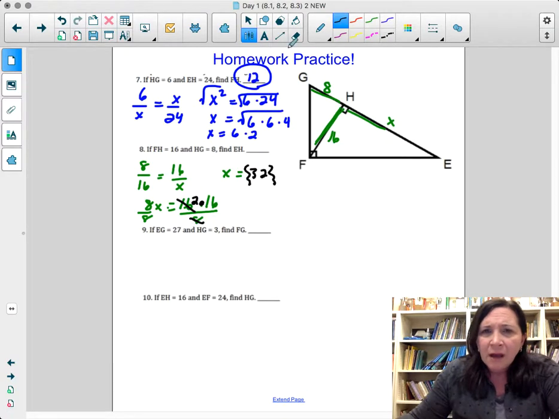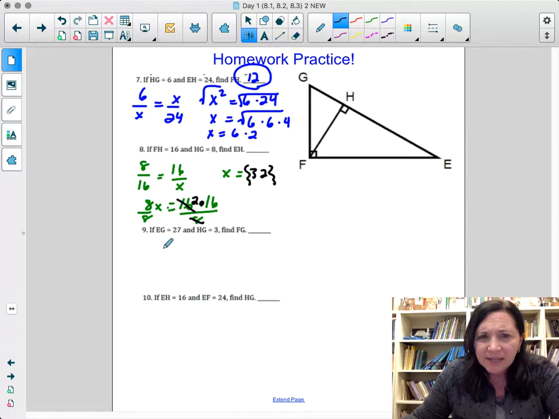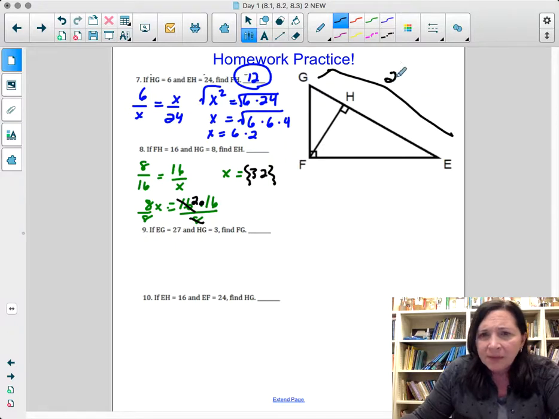Okay. The next problem, I'm going to erase it again to get to the next one. It says EG is 27. So EG, so the whole length down here is 27.